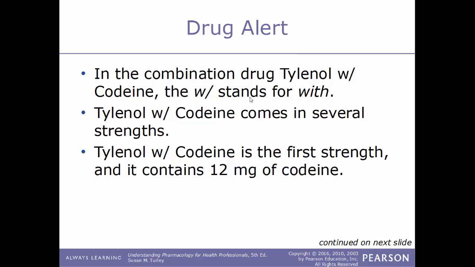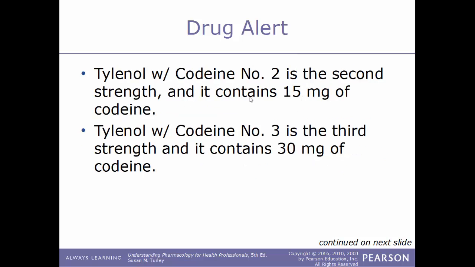Now, in the combination drug Tylenol with codeine, the symbol W and then the slash stands for the word with. So that's how that title is read, Tylenol with codeine. And it comes in several different strengths. Tylenol with codeine is the first strength and contains 12 milligrams of codeine. Tylenol with codeine number 2 is a little bit stronger. It has 15 milligrams of codeine.